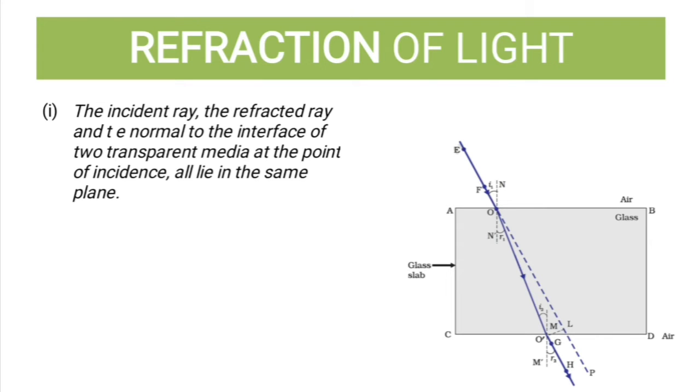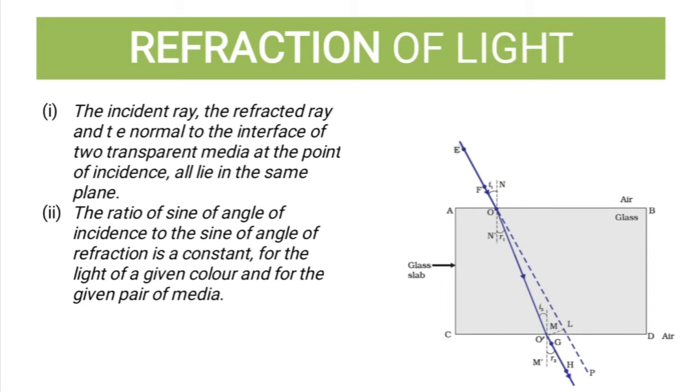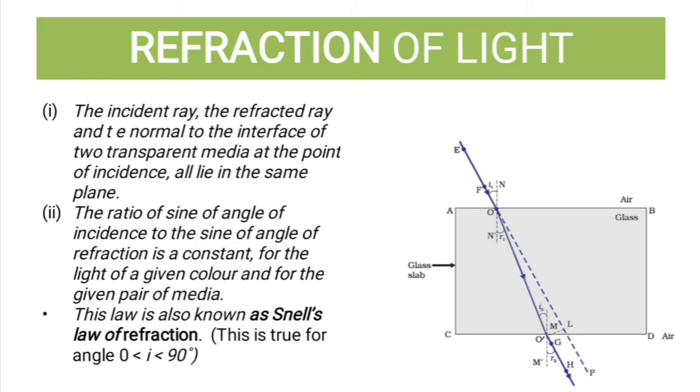And what are these laws? Let us see. The first one: the incident ray, refracted ray and the normal lie in the same plane, and the ratio of sine of angle of incidence to the sine of angle of refraction is constant. So sine i upon sine r, that is sine of angle of incidence and sine of angle of refraction, the ratio of the two is constant. This law is also known as Snell's law of refraction.